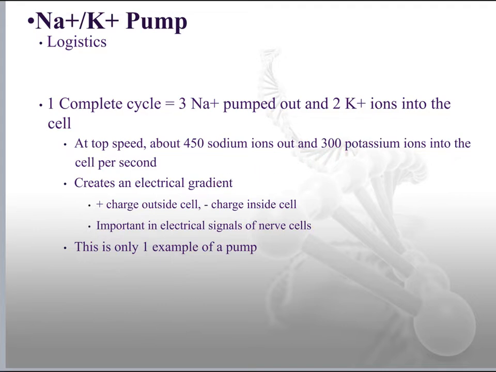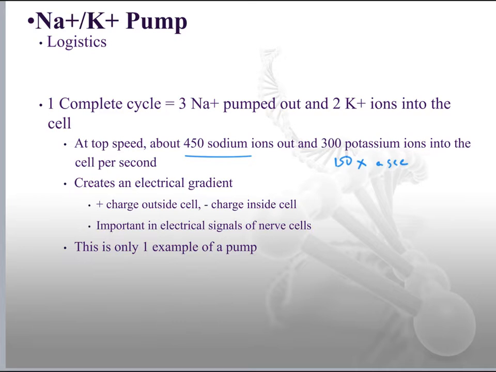So how fast does this thing work? Here's the cool part about this. At top speed, about 450 sodium ions and 300 potassium ions are moving. So you have 450 sodium ions moving out, 300 potassium ions moving in. If you divide that by 2 for the potassium ions, that means this thing is working about 150 times a second. That's about how fast that pump is working when it needs to work at optimal speed.